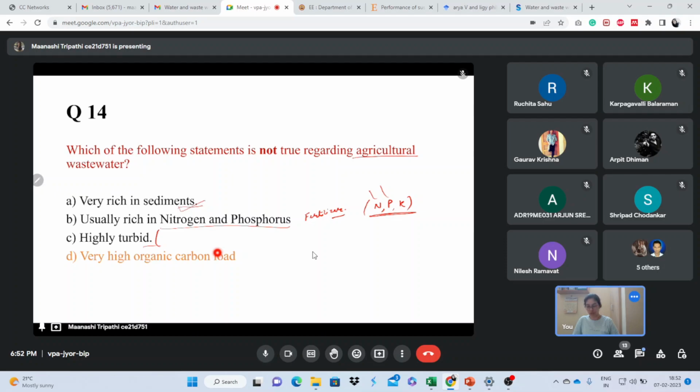If you understood the first question, turbid, how is it turbid? Suspended particles, suspended solids, we can call them. And option D is very high organic carbon load. No, it will contain more green. Okay, one thing here I want to explain: carbon and nitrogen. When we talk about nitrogen, things will be mostly green.